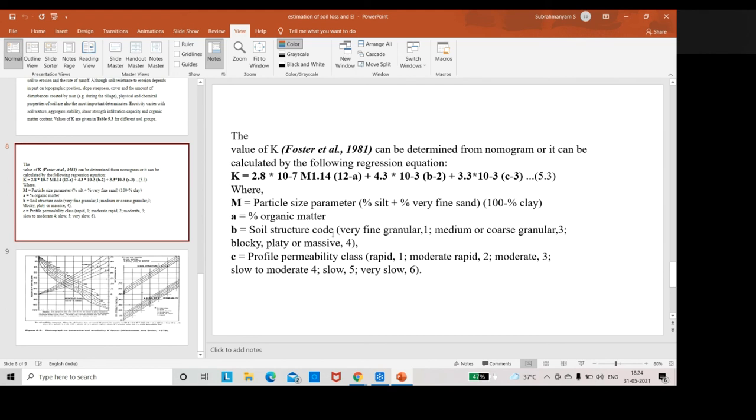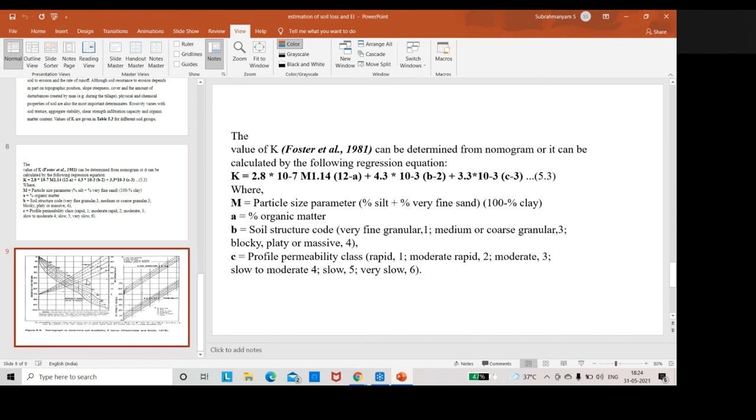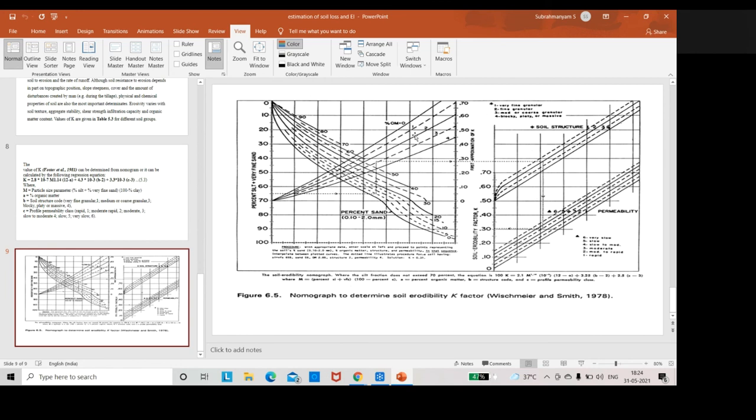B is the structural code. We have four types of structural codes. And C is the permeability class. There are six types of permeability classes. From the nomogram, how we will calculate the K value, we will see now.